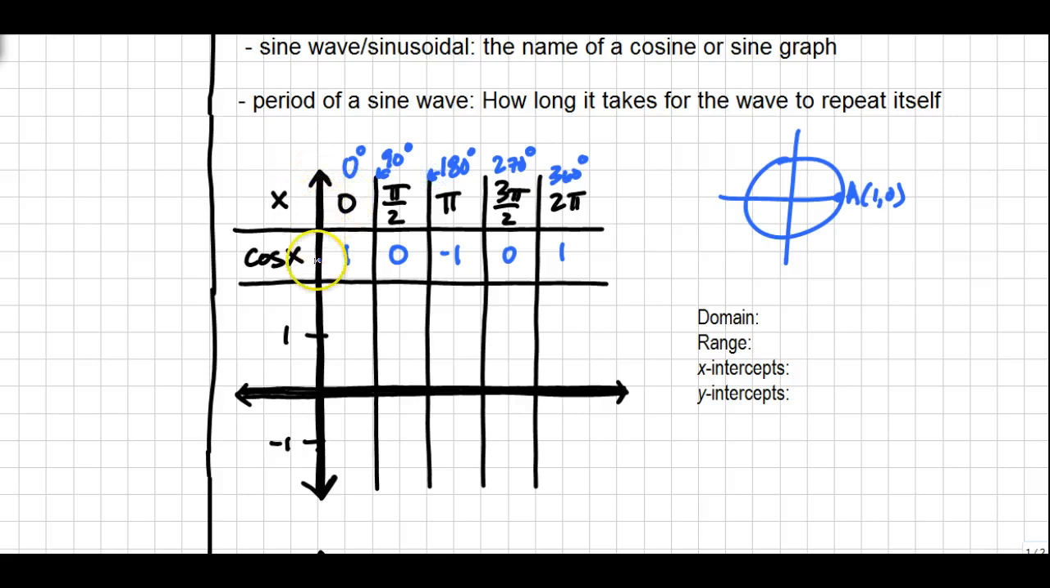So this first point is right on the y-axis at 0, 1. So it's going to be right there. The next one's going to be on the x-axis, down to negative 1, back to 0, and back up to 1. It looks like a V shape, but do not connect it with a straight line.